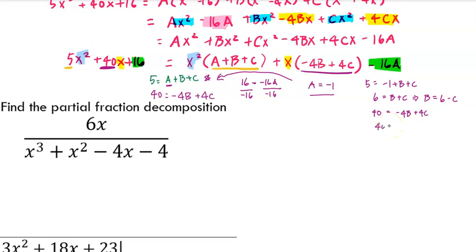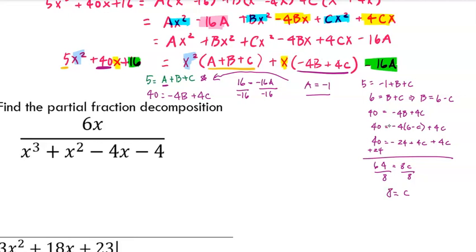Let's go ahead and put it into negative 4 times 6 minus c plus 4c. 40 equals negative 24 plus 4c plus 4c. So that's going to be plus 24, and 64 equals 8c. Divide both sides by 8. C equals, oh goodness, what's 64 divided by 8? I'm so bad with multiplication. 64 divided by 8. Yes, it's an integer.